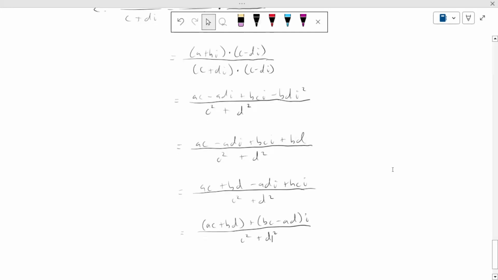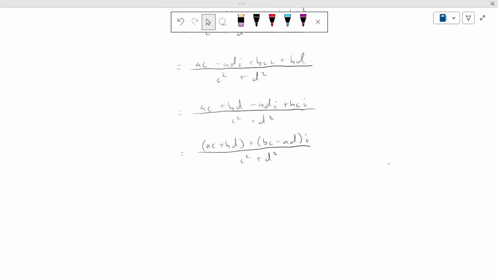Okay. Now remember, C squared plus D squared, that's a real number, right? So it's the same thing as multiplying by 1 over the real number. So this is going to be the same thing as (AC + BD) divided by (C squared plus D squared), plus (BC - AD) divided by (C squared plus D squared) times i. Okay, so I'm distributing that to each one of those terms, right? Division distributes over addition, right?